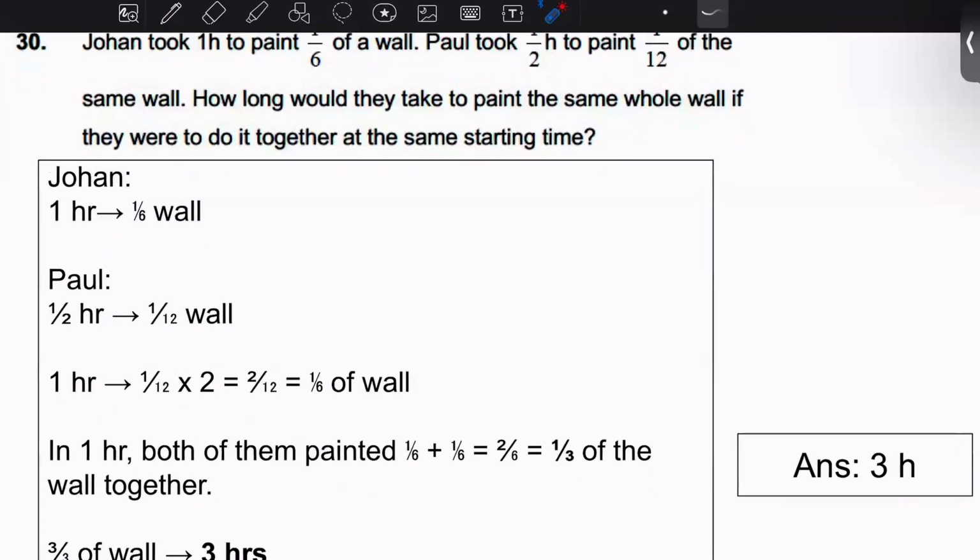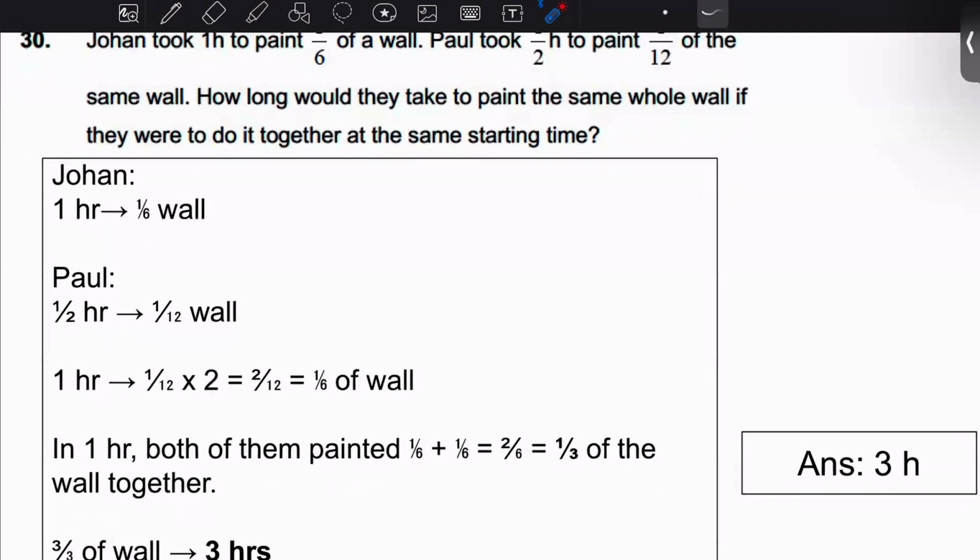Which is coincidentally the same amount of time that Johan takes, right? So if they were to paint the wall at the same time together, in 1 hour, both of them would have painted 1/6 plus 1/6, you get 1/3 of the wall together. So in 1 hour together, the two of them, they combine power, they would paint 1/3 of the wall together. So how long would they take to paint the whole wall?